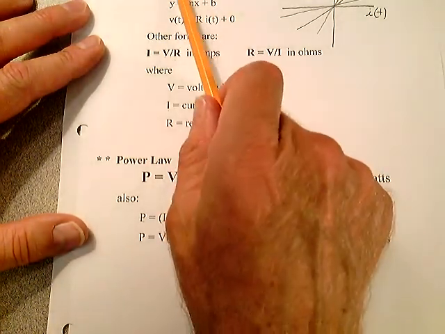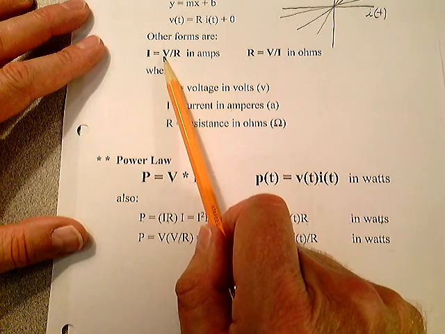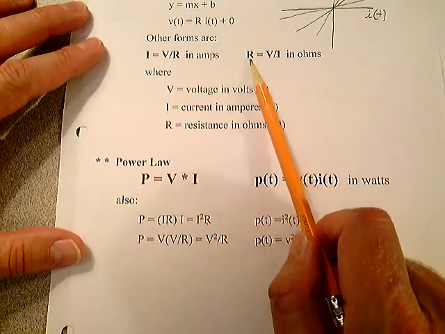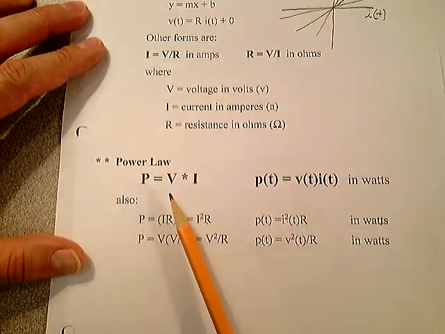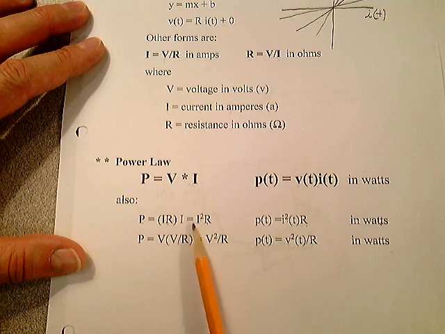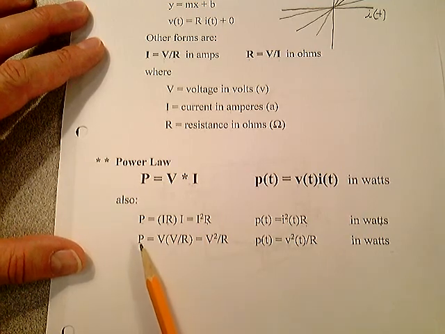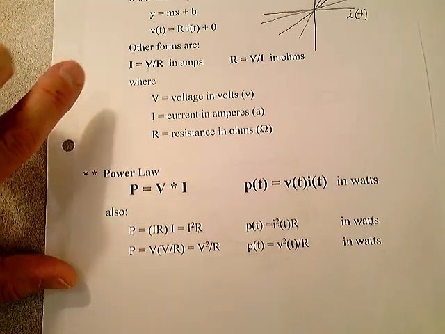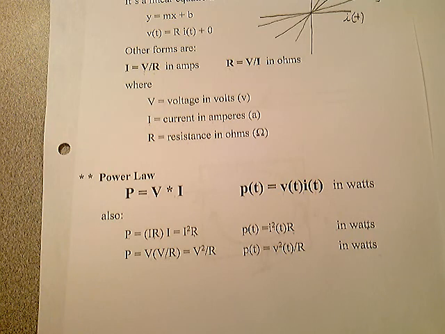So here's an equation for voltage if you have I and R. Here's an equation for current if you have V and R. And here's an equation for resistance if you have V and I. Here's an equation for power if you have V and I. Here's an equation for power if you have I and R. And here's an equation for power if you have just V and R. Whichever one works for you. And that concludes this lecture.